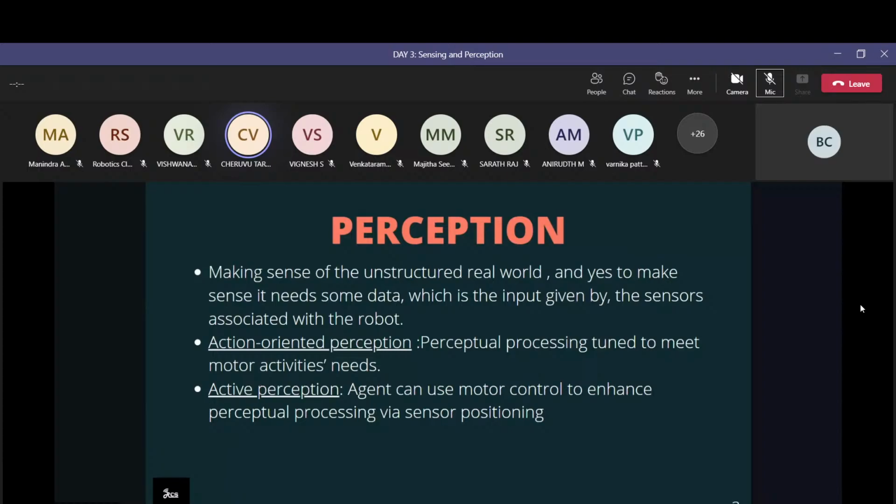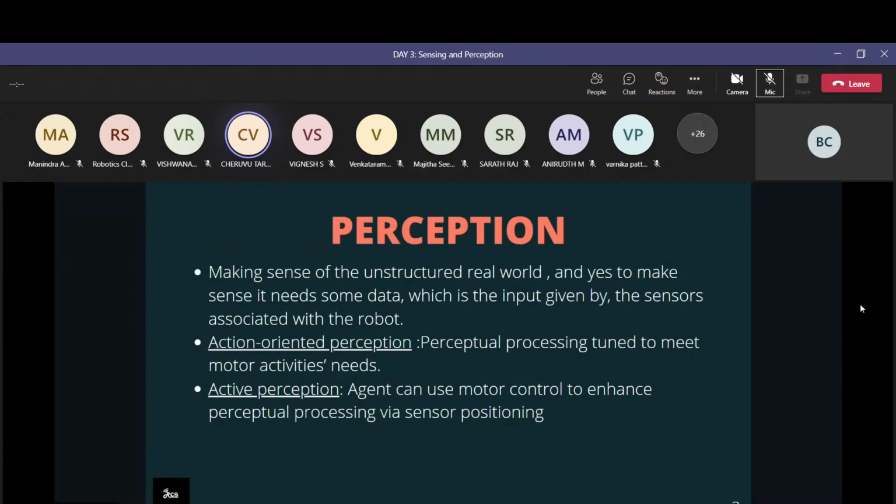That's why we mention here the input given by the sensors associated with the robot. In terms of technology, from the robot's perspective, whatever changes occur in its environment will be detected by the robot, and those changes are the inputs taken by the robot. It will take the inputs and process them. That is nothing but perceiving the inputs, and then it will react to the particular change. So that's perception.